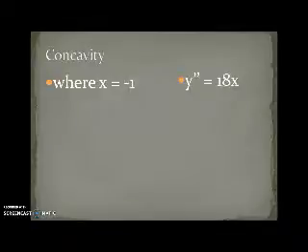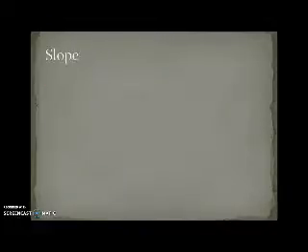We should only substitute x into y double prime in order to get the concavity, and y double prime is equal to 18x. So basically, y double prime would only be equal to negative 18. So that's the concavity. So let's move up to the slope now.